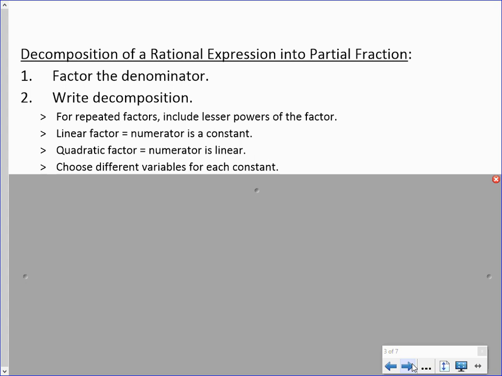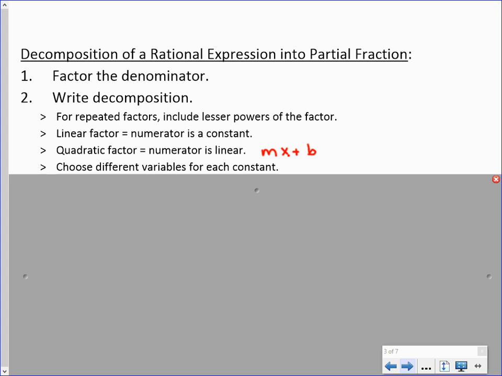We start with A, and then we just go in alphabetical order, so we use A, B, C, D as needed. For a quadratic factor, your numerator is going to be linear, and I went over that in the video on the very last example. What I remember for my numerator being linear is I want to write it in the form mx plus b, but then m and b are going to change to be those different letters of the constant.